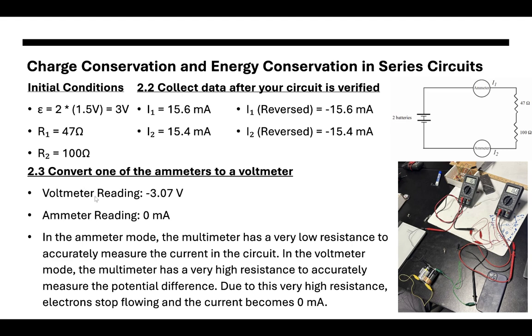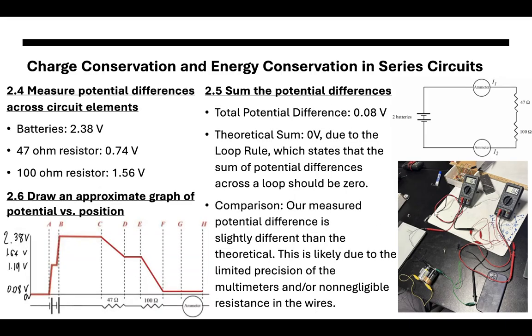And then when we converted one of these to a voltmeter, the ammeter stopped reading current, because the multimeter in voltmeter mode has a very high resistance to accurately measure the potential difference, and due to this high resistance, electrons stop flowing and the current becomes 0 milliamps.